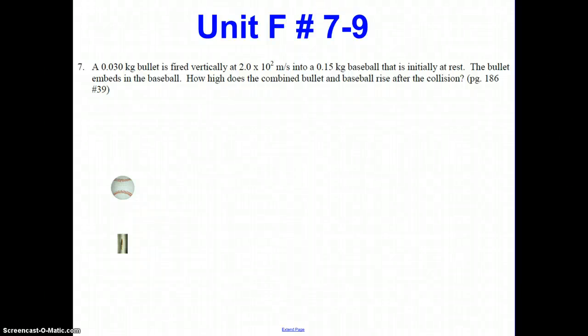Welcome to the solutions to the momentum problem set, problems number 7 and 8. Let's jump right in with problem 7 here.